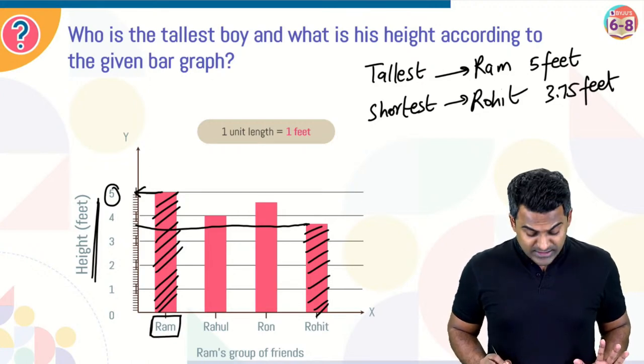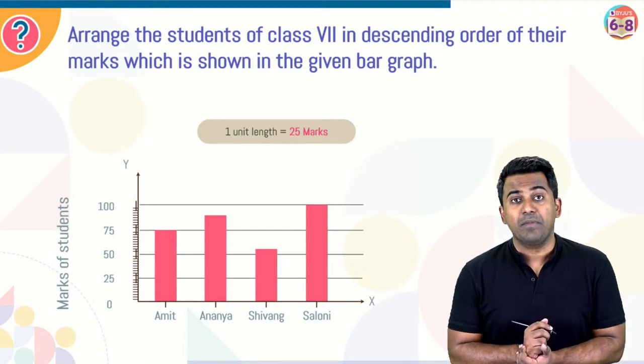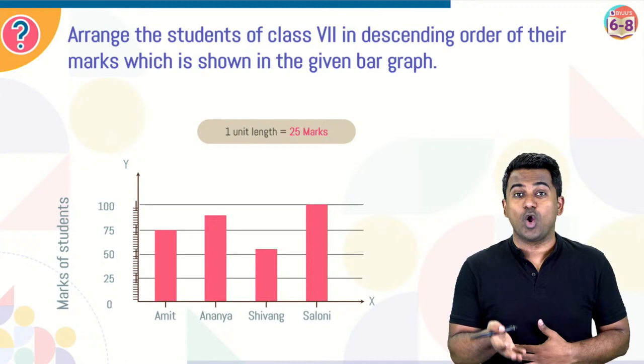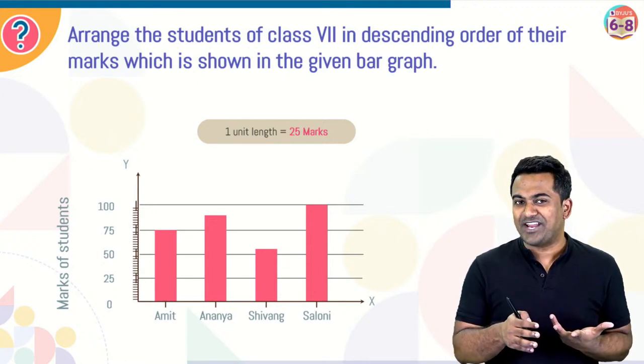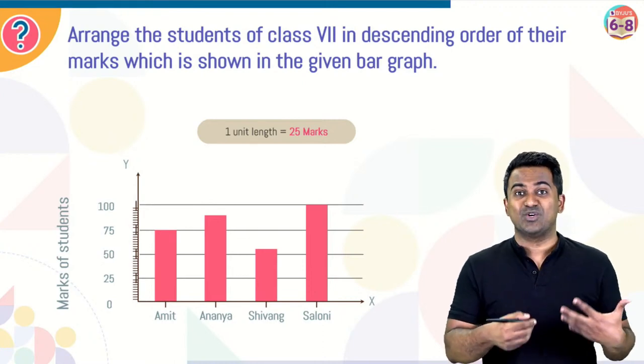Okay, we've understood this as well. Cool. So next question coming up for you. This time, what you need to do here is arrange the students of class 7 in descending order. You guys know what descending order is? Starting from the biggest to the smallest. Descending, right? Going down. So biggest to smallest.